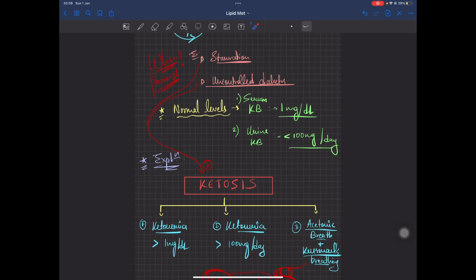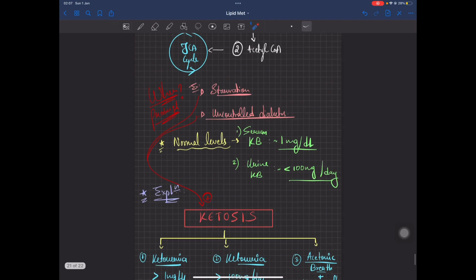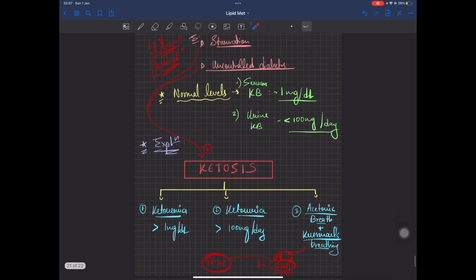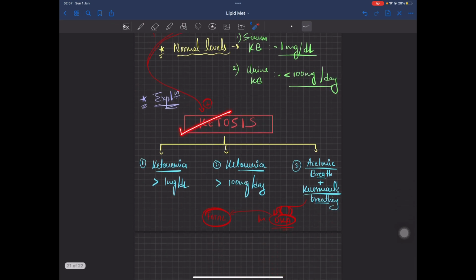Now, you'll ask me what are the normal levels of ketone body for you to say when the ketone body level is raised in someone. So, the serum ketone body levels are 1 milligram per deciliter. The urine ketone body levels are less than 100 milligram per day. Mind it, per day. Okay, so starvation and uncontrolled diabetes cause a condition called ketosis, which in turn constitutes three clinical conditions. Namely, one is ketonemia, second one is ketonuria, third one is acetone breath.